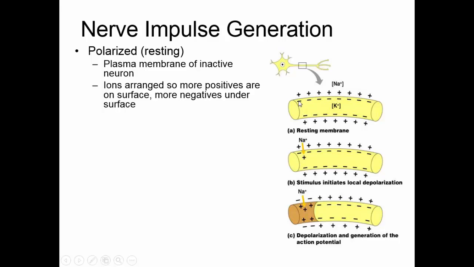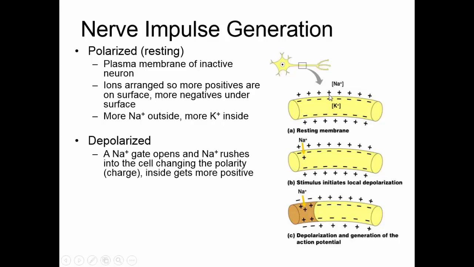Now, negatives are always trying to find positives, so the negative ions of the cell snuggle up against the underside of the cell membrane because it has all of these positives on the outside. There are just as many positive ions outside the cell as inside, but the cell makes sure that there's more sodium outside the cell and more potassium inside the cell. This is what we call the resting membrane potential.